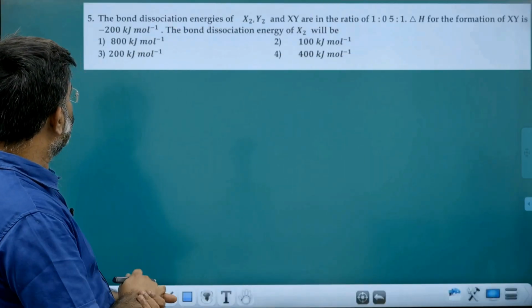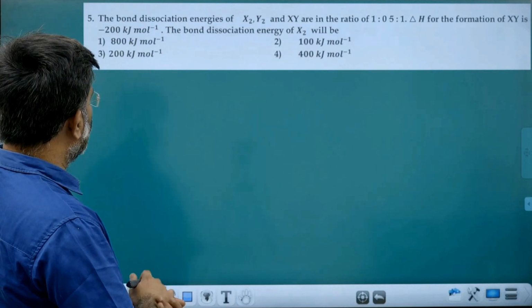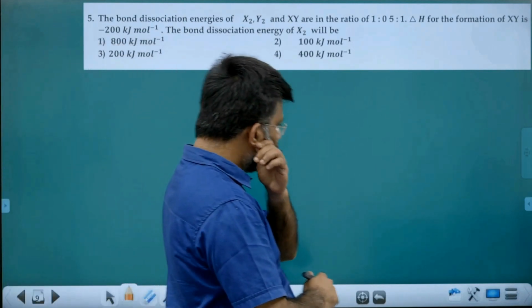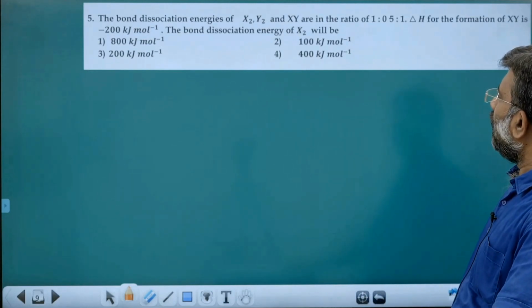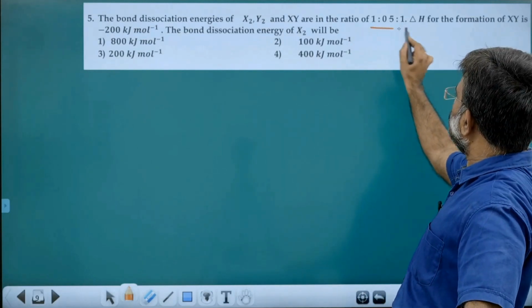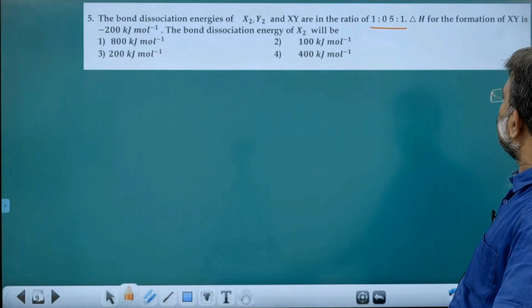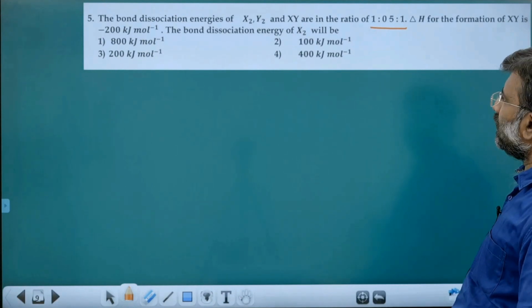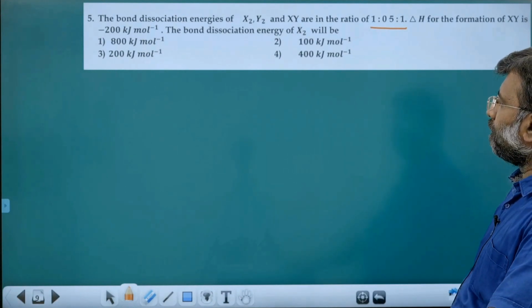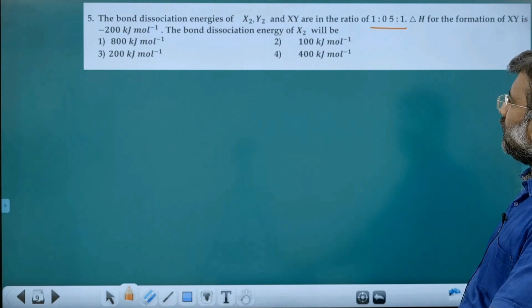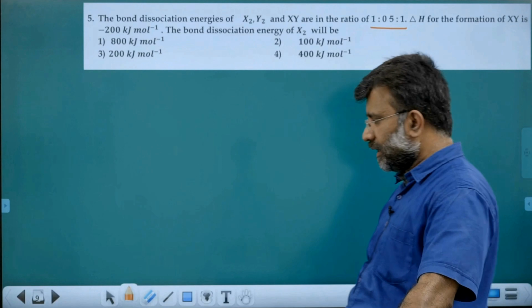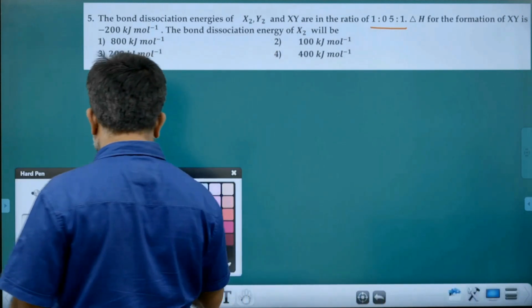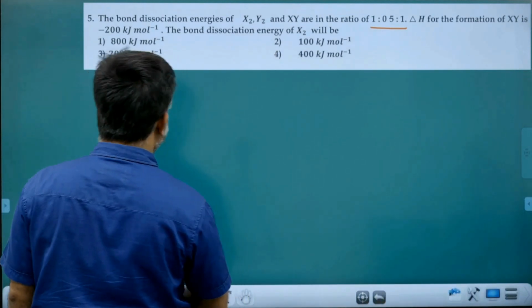Fifth question. The bond dissociation energies of X2, Y2 and XY are in the ratio 1:0.5:1. Delta H for the formation of XY is given. Bond dissociation energy of X2 will be... How to calculate?